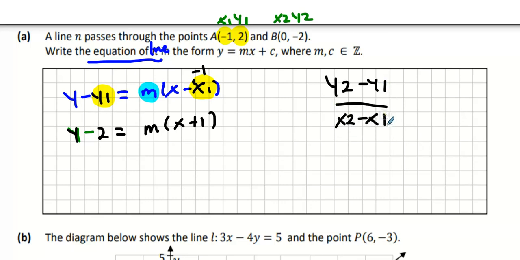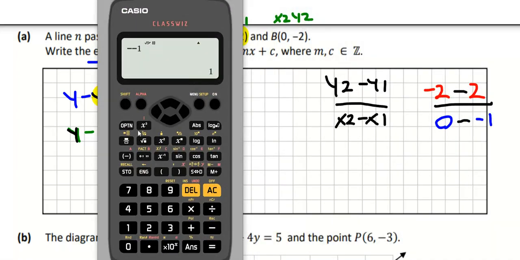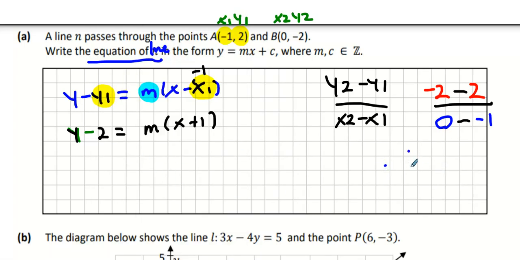To get the slope between 2 points, you simply write out the equation and you put in your numbers. So y2 is -2, y1 is 2, x2 is 0, x1 is -1. Now you can enter that exactly as it looks into the calculator. You go -2 minus 2, and underneath you're going to have 0 minus -1, and you get an answer of -4. So your slope is -4.